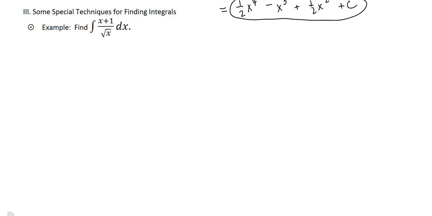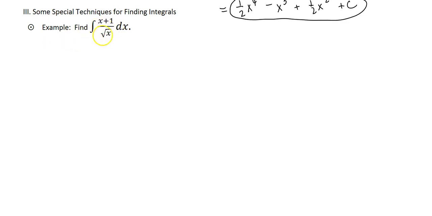Now let's talk about some special techniques for finding integrals. On this one I have x plus 1 divided by the square root of x, and I'm taking the integral with respect to x. You want to be careful with stuff like this. We don't have a product or a quotient rule for integrals yet.